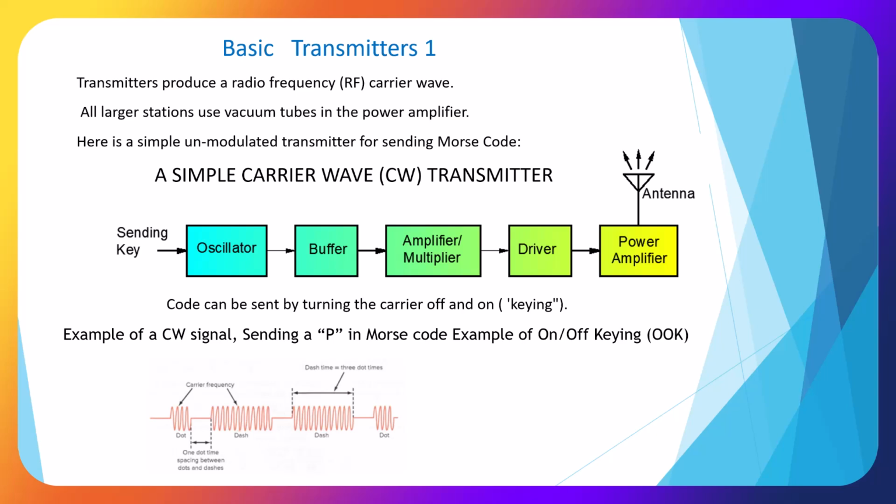Here's a basic transmitter. Transmitters produce a radio frequency carrier wave. All large stations use vacuum tubes in the power amplifier. Here's a simple unmodulated transmitter for sending Morse code. So we have the sending key, an oscillator, buffer, amplifier multiplier, driver, and our power amplifier, which goes out to an antenna. So what we show here is our modulated signal, and we have a size of a dot or size of a dash. And this signal is interpreted at the receiving end, and you get the Morse code dot dash.